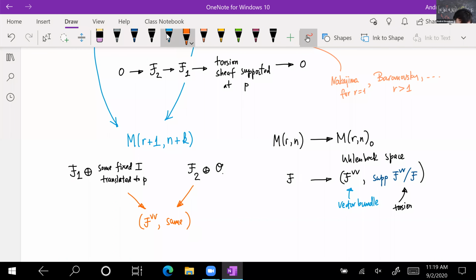Well, if you want a concrete example, let's say P has coordinates P1 and P2, and I take something like (X1 minus P1, X2 minus P2) to the K. Take an ideal generated by this, e.g. One example.